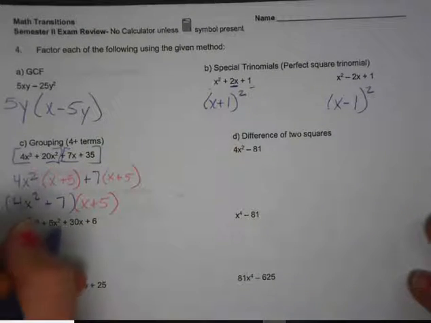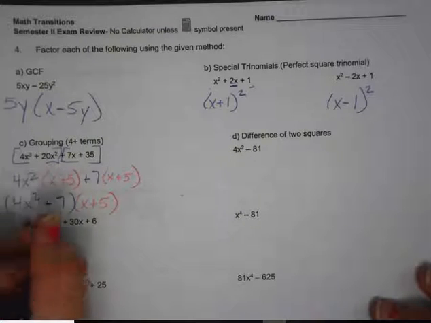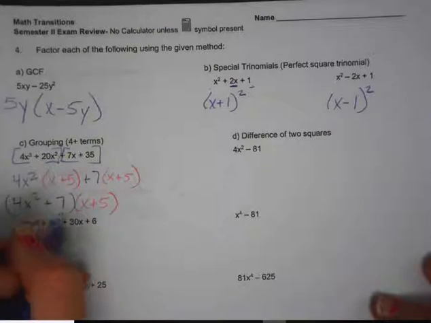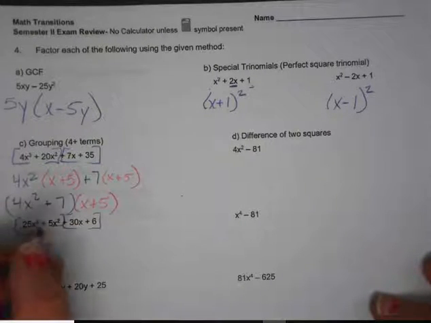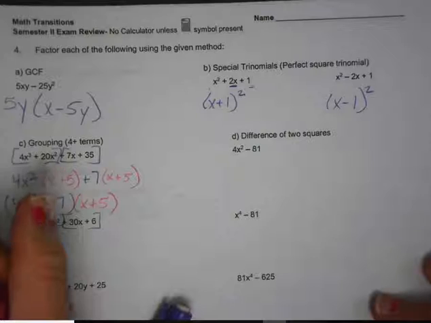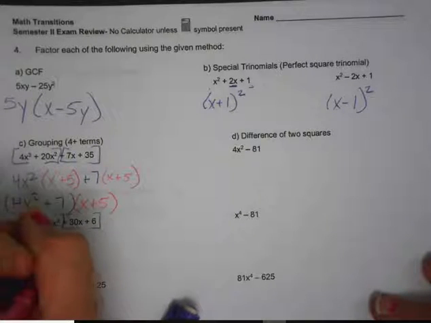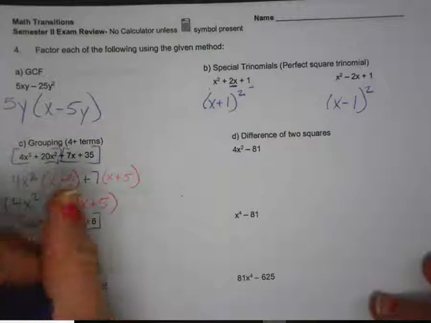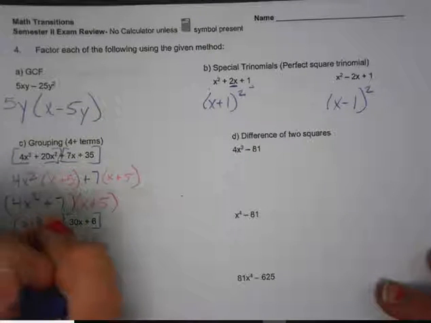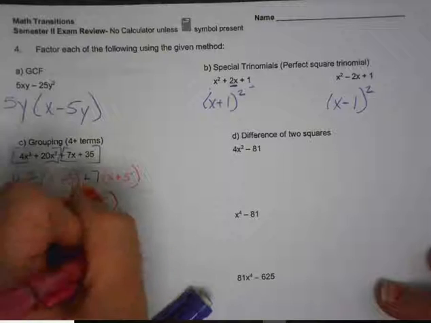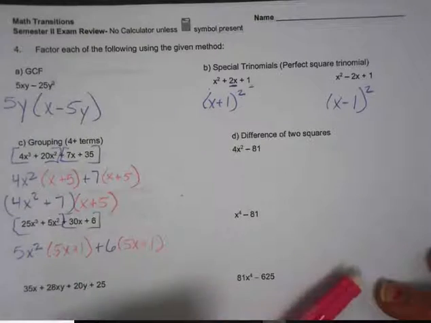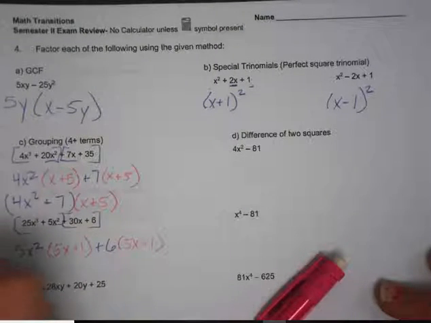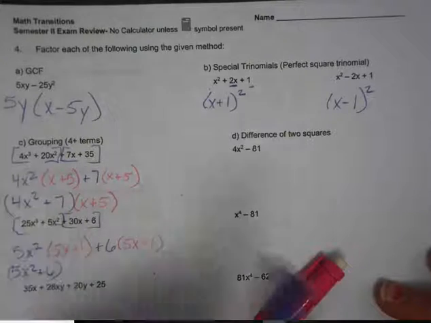We have this one right here, 25x cubed plus 5x squared plus 30x plus 6. Again, we're going to break it into 2 chunks. Common factor between 25x cubed and 5x squared is going to be 5x squared. And that leaves us with 5x plus 1. Common factor from 30x and 6 is 6. And again, that leaves us with 5x plus 1. And so our factors are 5x squared plus 6 and 5x plus 1.